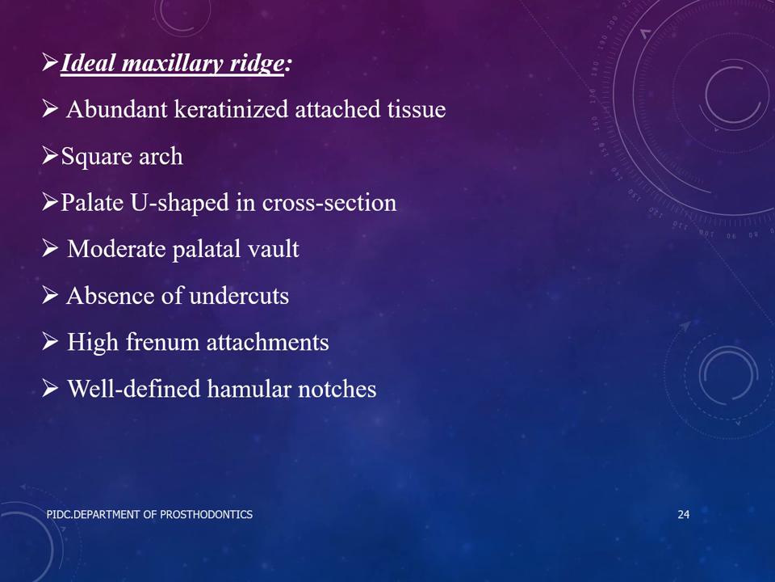For an ideal maxillary ridge, these are the things that you need to have: abundant keratinized tissue, a square arch shape, a U-shaped palate, a moderate palatal vault, and no undercuts or high frenal attachments. You should also have well-defined hamular notches, which are only seen in moderate or very low resorption patterns. If there is high resorption in the maxilla, the hamular notch is not very well defined, and that might not give you good retention of your prosthesis.